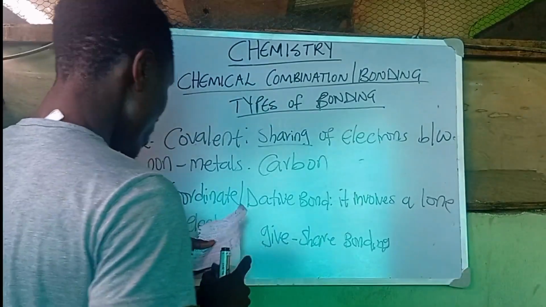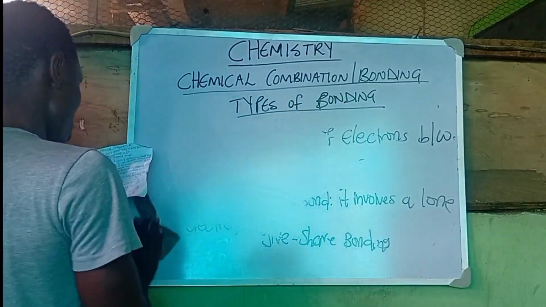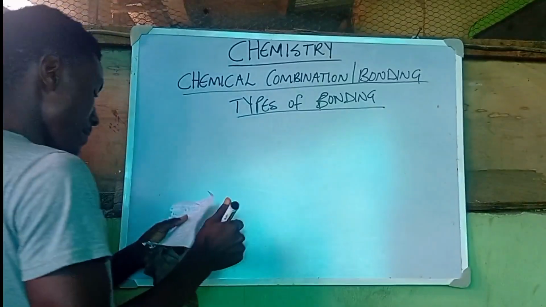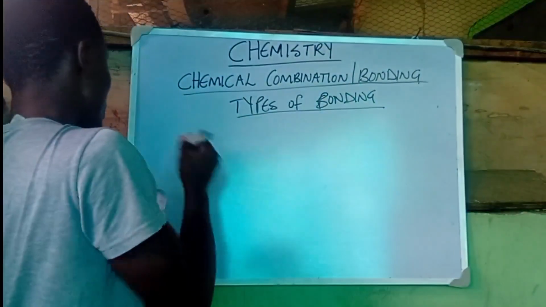So let's move on to the next bonding, which is number 4, our metallic bonding. When you hear the name metallic bonding, it simply happens between metals. So this is number 4.